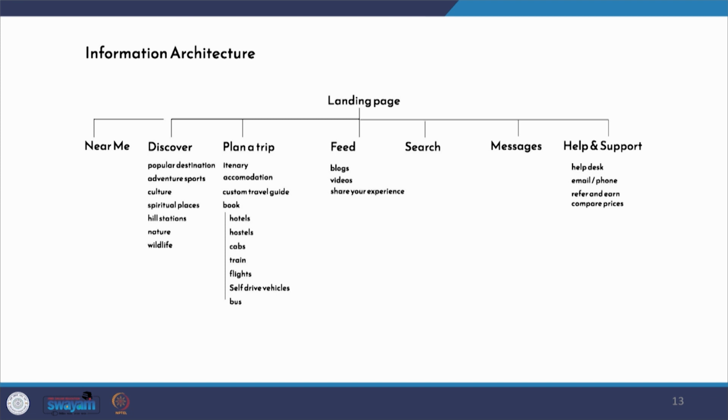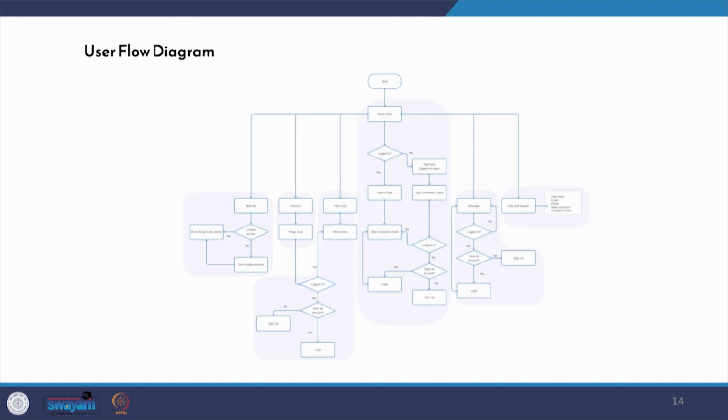And also the user flows, which involves understanding the user goals, identifying critical paths and designing clear paths for users to achieve their objectives. So, in plan a trip, we can see here that we have itinerary, we have accommodation, we have custom travel guide, and under that in the booking section we have hotels, hostel, cabs. So, there are several options available for the user to choose from. So, this is a user flow diagram.